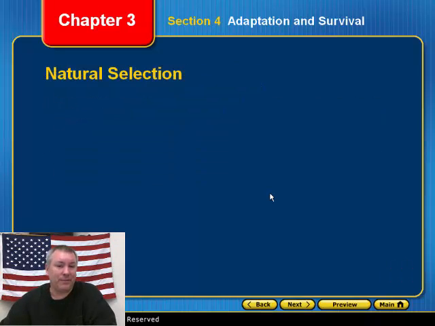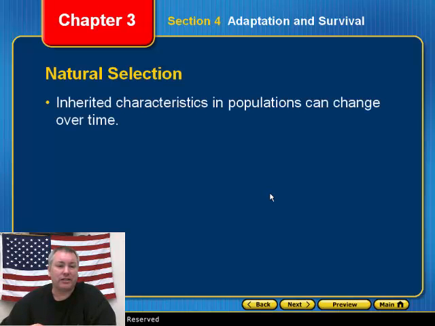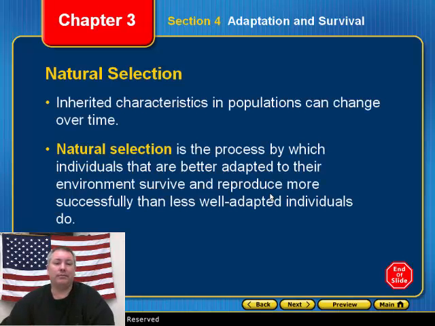Then we have natural selection. Now, this is evolution. Everything we're talking about here is evolution, just in case you were wondering. This is the idea of natural selection. Natural selection is a process by which individuals that are better adapted to their environment survive and reproduce more successfully than less well-adapted individuals do. What does that simply mean? And why couldn't they just say this? It means survival of the fittest.